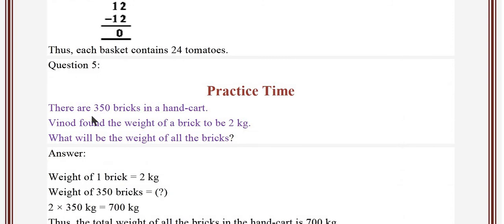Practice time. There are 350 bricks in a handcart. We know the weight of a brick to be 2 kg. What will be the weight of all the bricks? Brick of 2 kg. And we need 350 bricks. Vinod found the weight of a brick to be 2 kg.